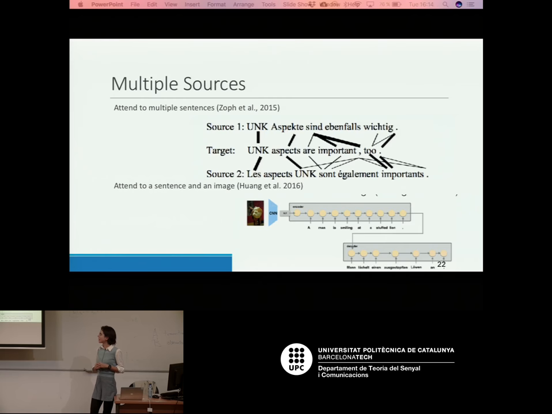Another thing is when you have multiple sources, okay? So you have an image and you have a sentence and you have to translate from the source sentence together with the image. You have to put attention to the sentence at the same time you have to put attention to the image. So here you have to combine your attention into two sources, okay? This would be a variation of the attention, more difficult.